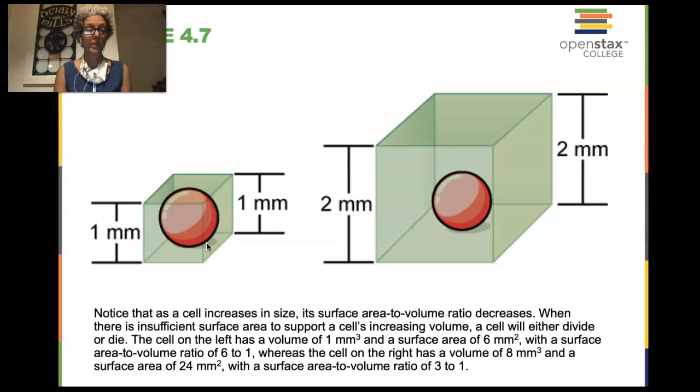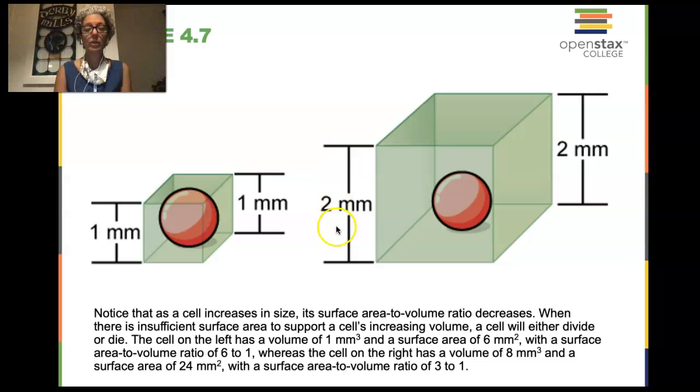Volume of a cube is calculated by the length times the width times the height. Since this is a perfect cube, it'd be 1 times 1 times 1, which is still 1, but we have millimeters times millimeters times millimeters, and that would be millimeters cubed. So we'd have a volume of 1 millimeter cubed, surface area of 6 millimeters squared. So the surface area to volume ratio is 6 millimeters squared to 1 millimeter cubed. We represent that as just 6 to 1.